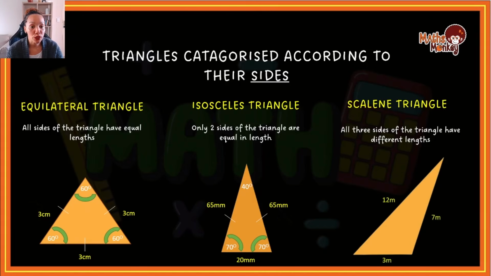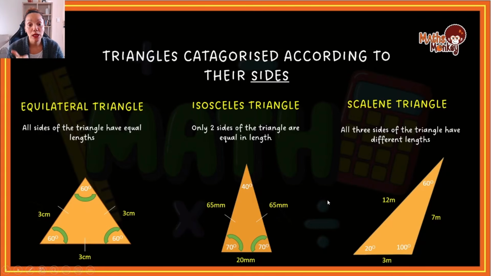So this is what it would look like. If you notice there, all of these lengths are different and all of the angles are different as well. Okay. So that is sort of how you have to understand these different types of triangles.